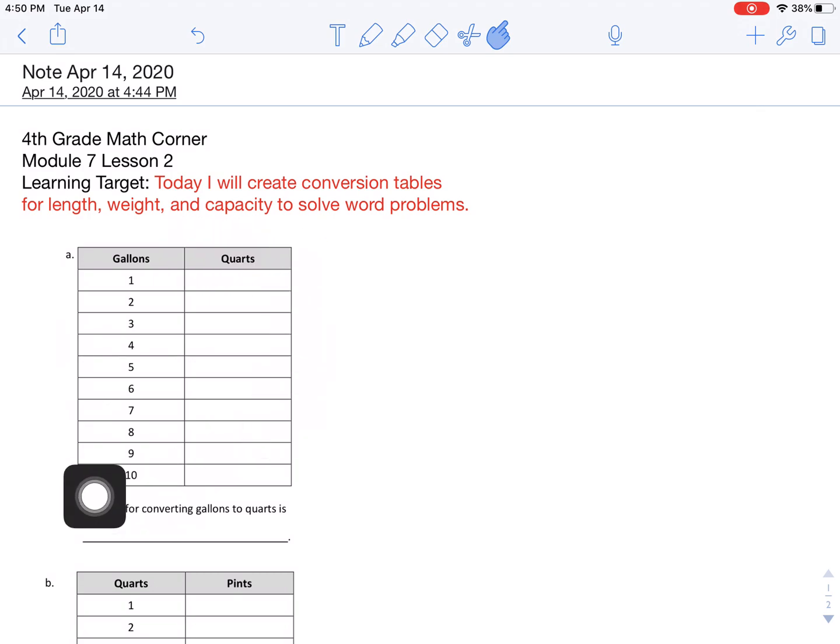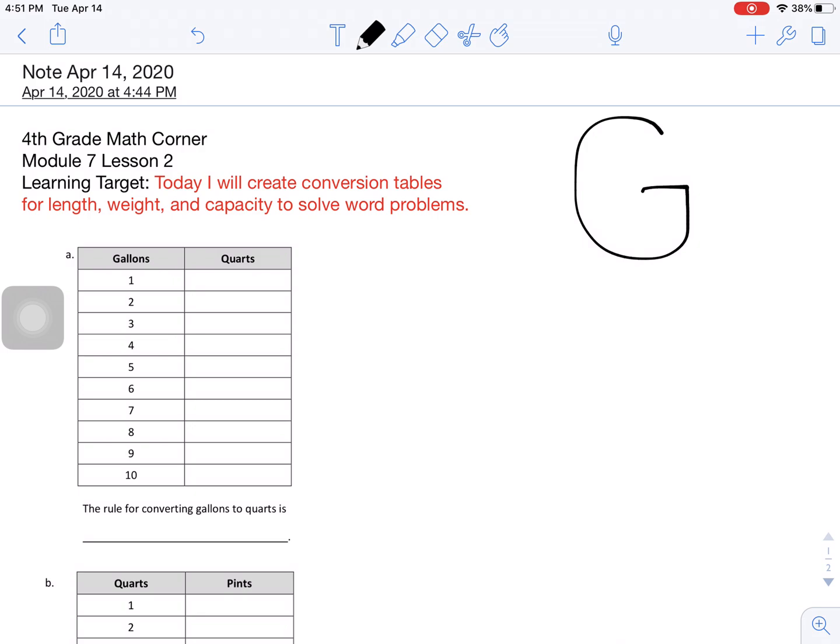So in our first measurement conversion table, we're going to use capacity. So how much a container can hold. We're going to go from gallons to quarts. So if you watched the Brain Pop video that was recommended, it had talked about gallons, quarts, pints, cups, things like that. And I have taught about a gallon castle. I can post that video as well. But it's a gallon castle.